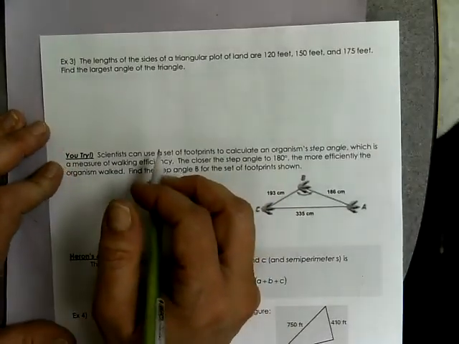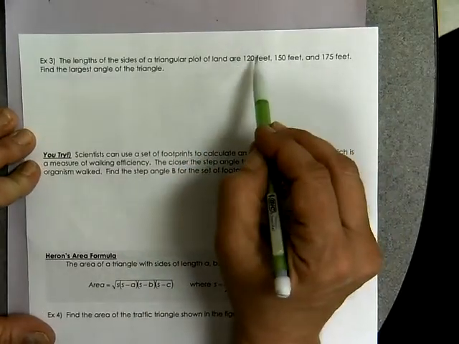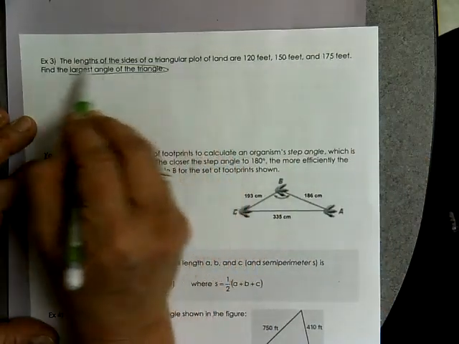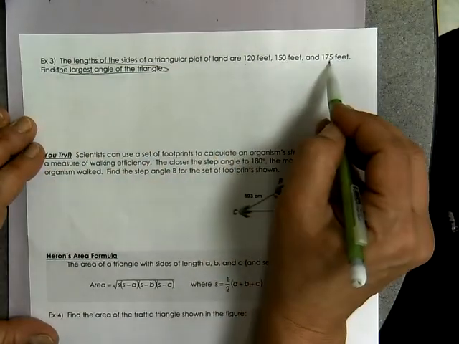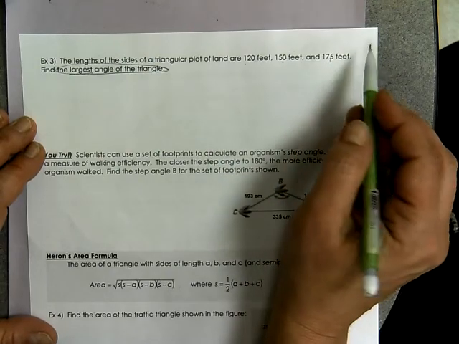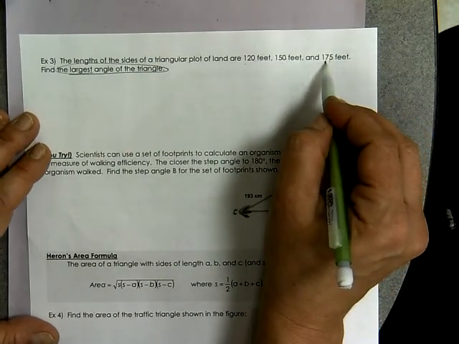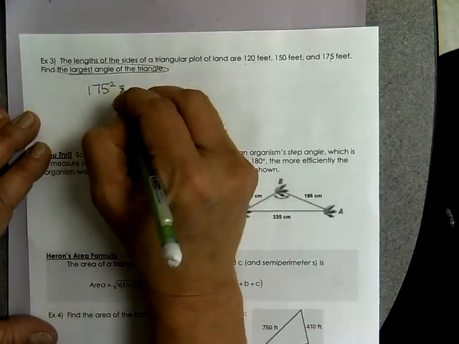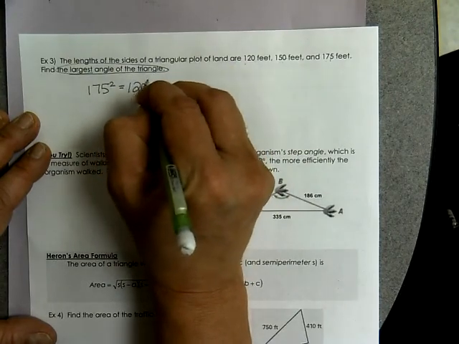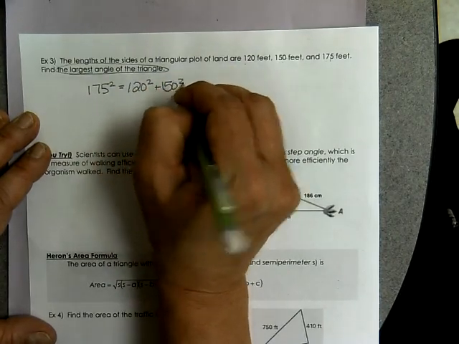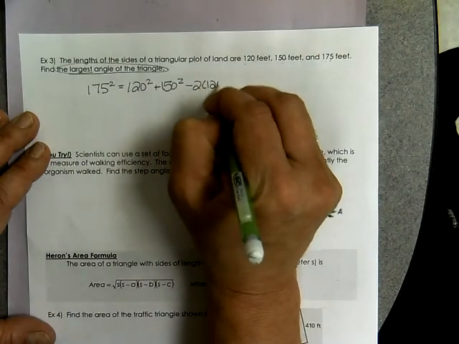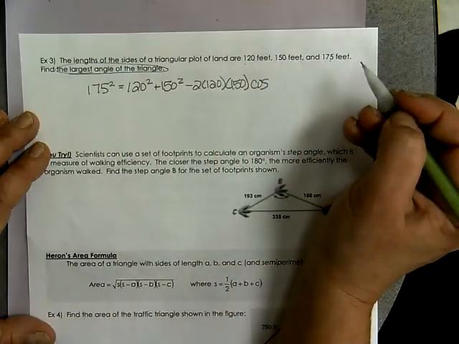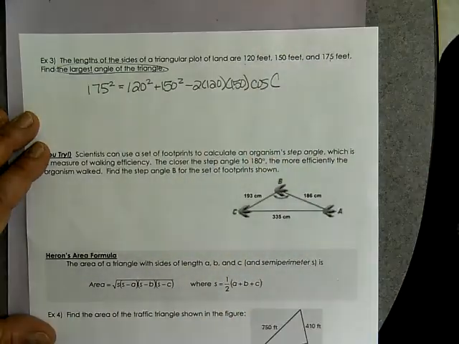Okay, on the back, this says the lengths of the sides of a triangular plot of land are 120 feet, 150 feet, and 175 feet. Find the largest angle of the triangle. Well, like we said before, the largest angle is going to be the one across from the longest side. So that means that we would use 175 squared on the left, and that means that 120 squared and 150 squared would be on the right of the equation we're looking at. And then since it's the third angle, I'll be super creative and call it the cosine of C.